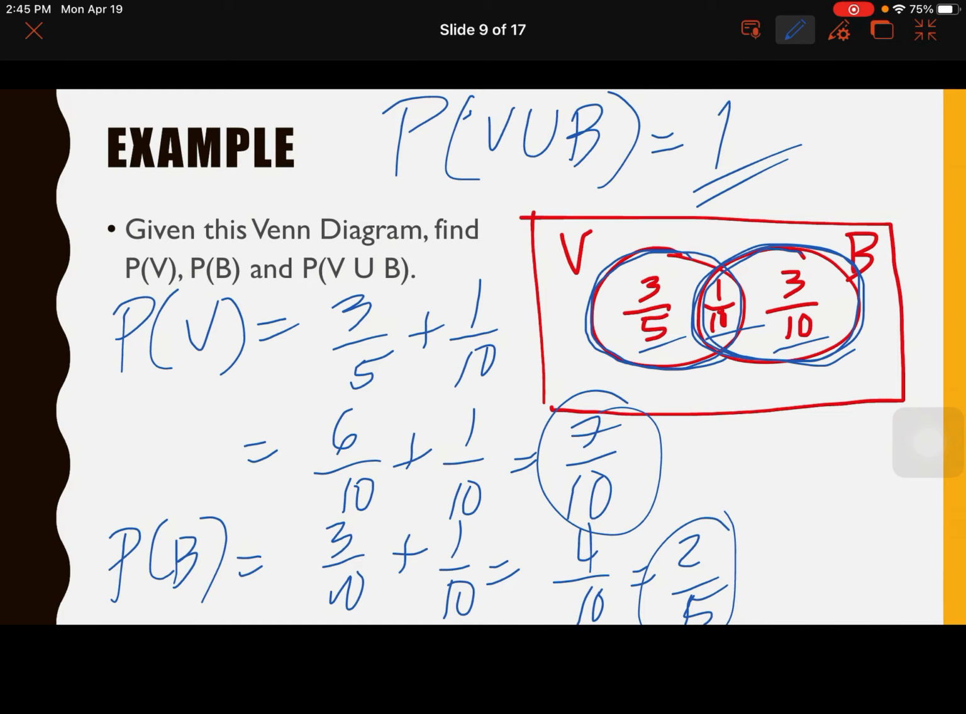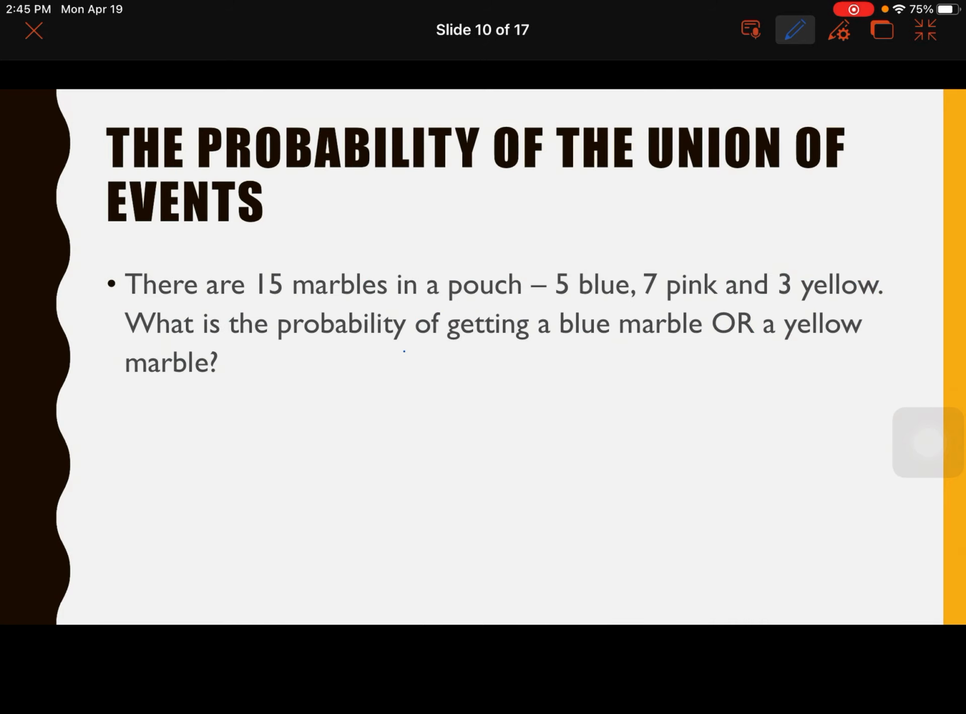Okay? Alright. Now, let's try to talk about the probability of the union of events more. Kasi yun yung topic natin, yung union. Now, given that there are 15 marbles in a pouch, you have same example as kanina. 5 blue, 7 pink, and 3 yellow. What is the probability of getting a blue marble or a yellow marble? So, remember, when we say or, yan po yung union.